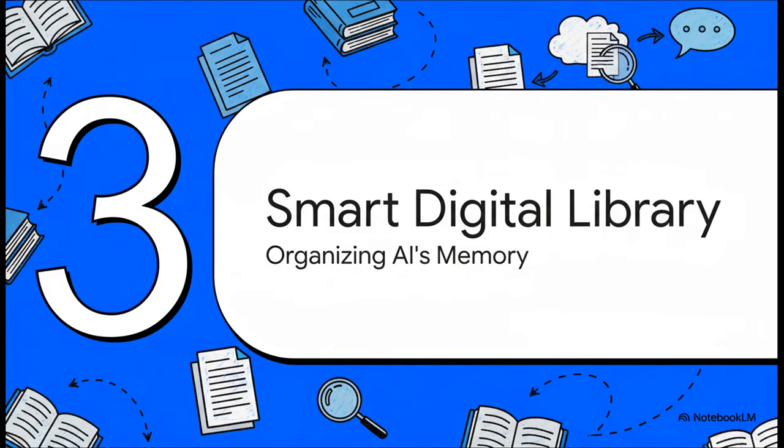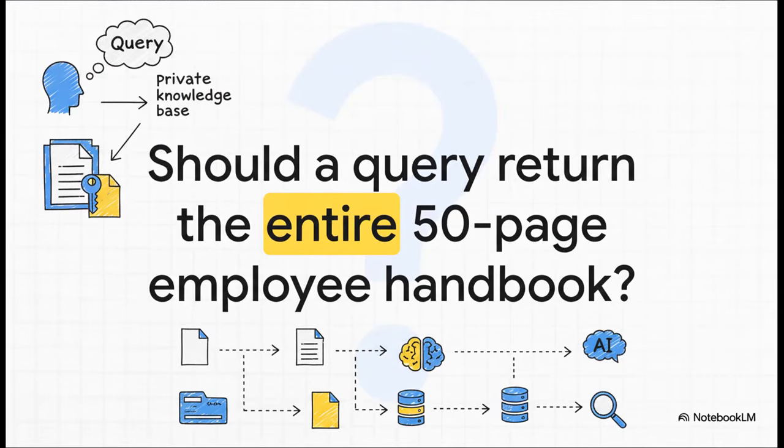Okay, so we figured out how to search by meaning. That's huge. But now, how do we organize all of our documents so that this search is lightning fast and efficient? We basically need to build a smart digital library for our AI. And let's be practical for a second. If a user asks a simple question about remote work, are we really going to give the AI the entire 50-page employee handbook and just say, good luck, figure it out? No way. That's totally inefficient, and it would just overwhelm the AI. We need to be way more precise than that.